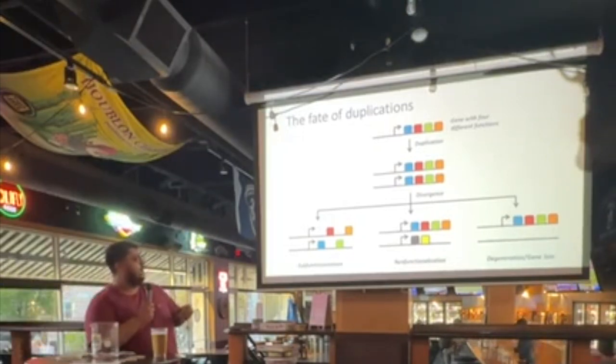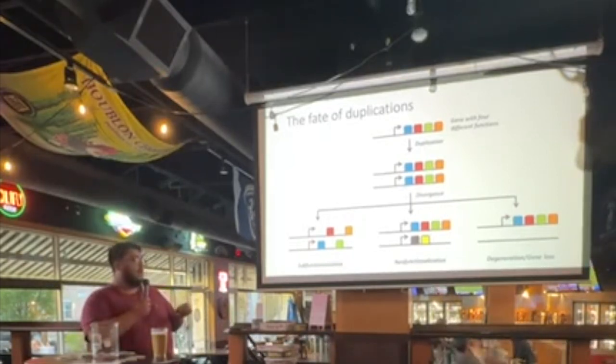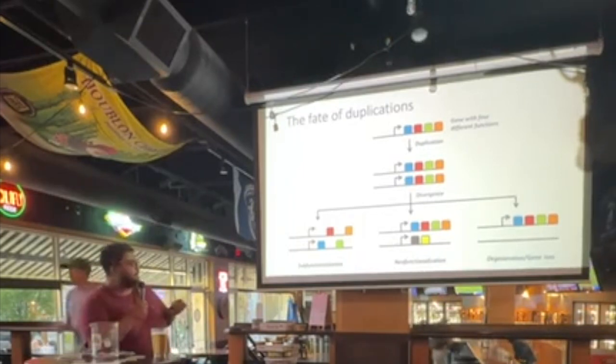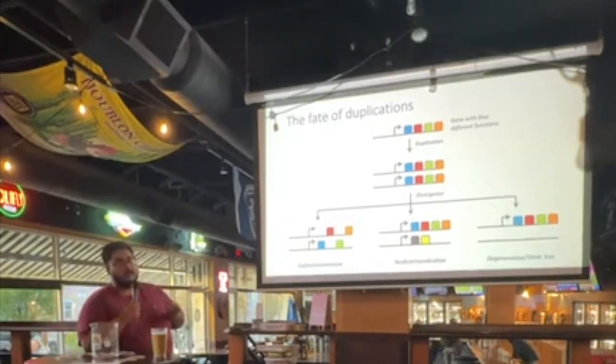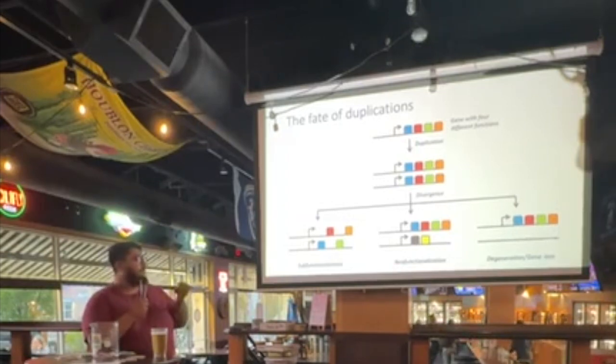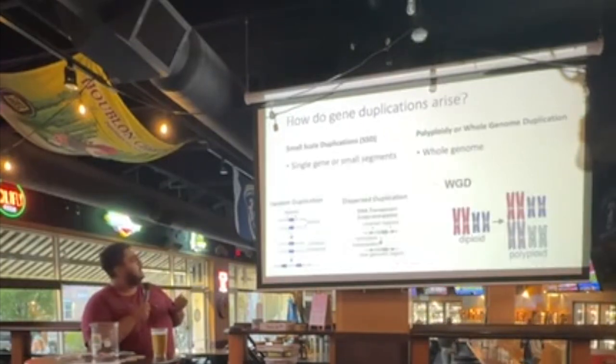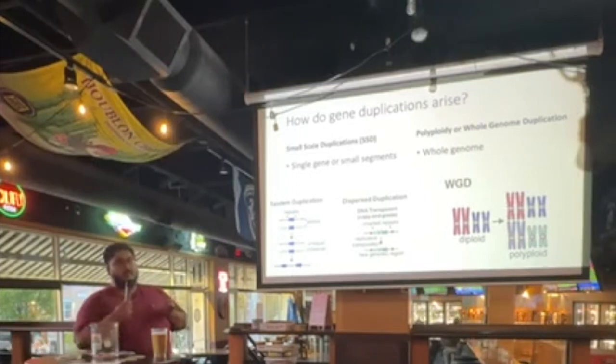But sometimes what can happen in the case of neofunctionalization is that these mutations will give rise to new functions in that redundant gene. But we can also see this pattern of subfunctionalization, where the genes now have partitioned the different functions across the 2 duplicates. So this is, very simply put, generally the fate of duplications as we see from evidence in biology.